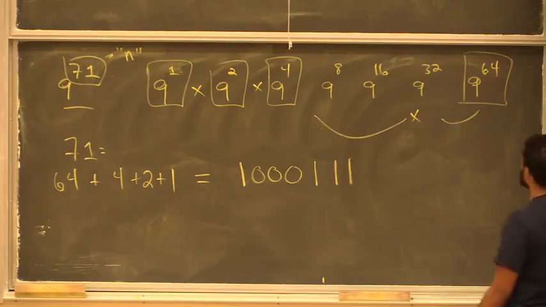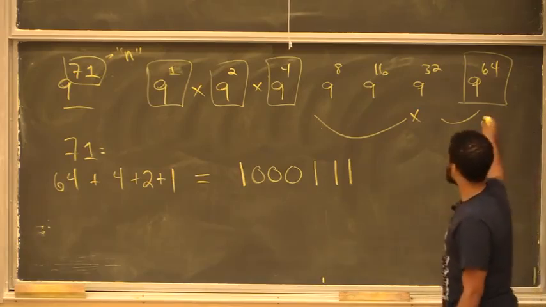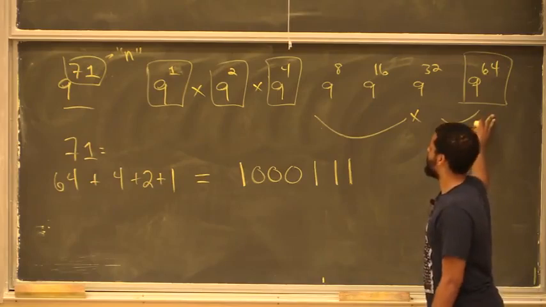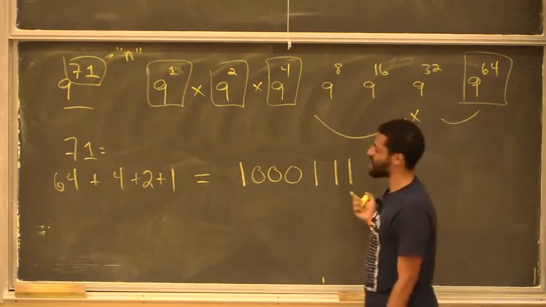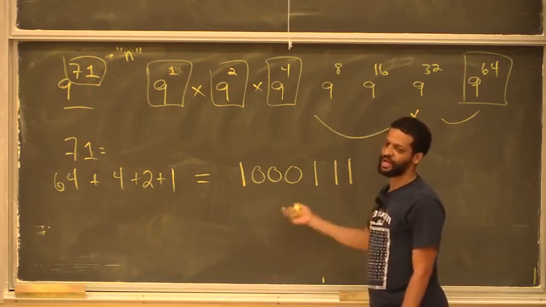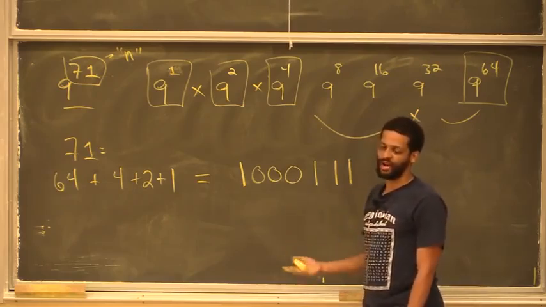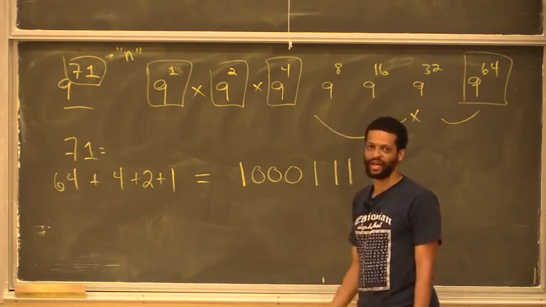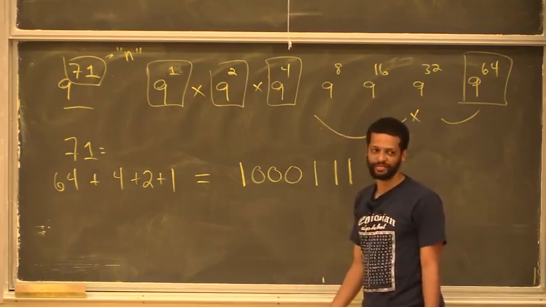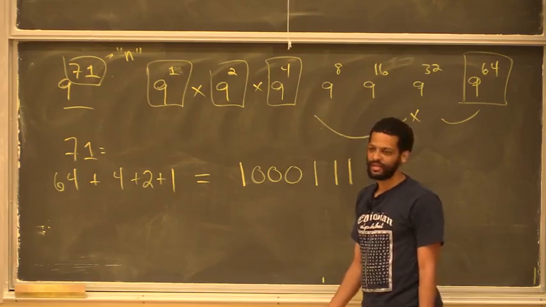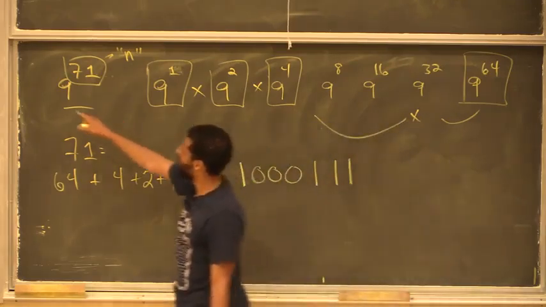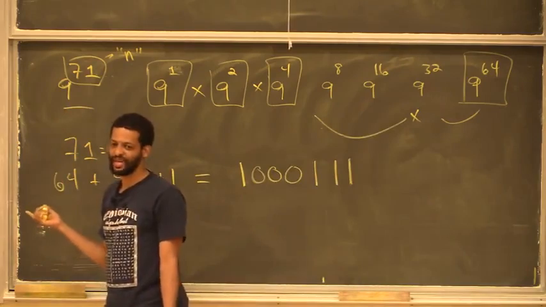I did about log base 2 of n flops in order to get all these powers of 2 as exponents. And then I do another, at most, log n flops to multiply the relevant ones together. So altogether, I'm doing at most something like 2 log base 2 of n flops. There's nothing special about 9 being an integer. 9 could have been a matrix.